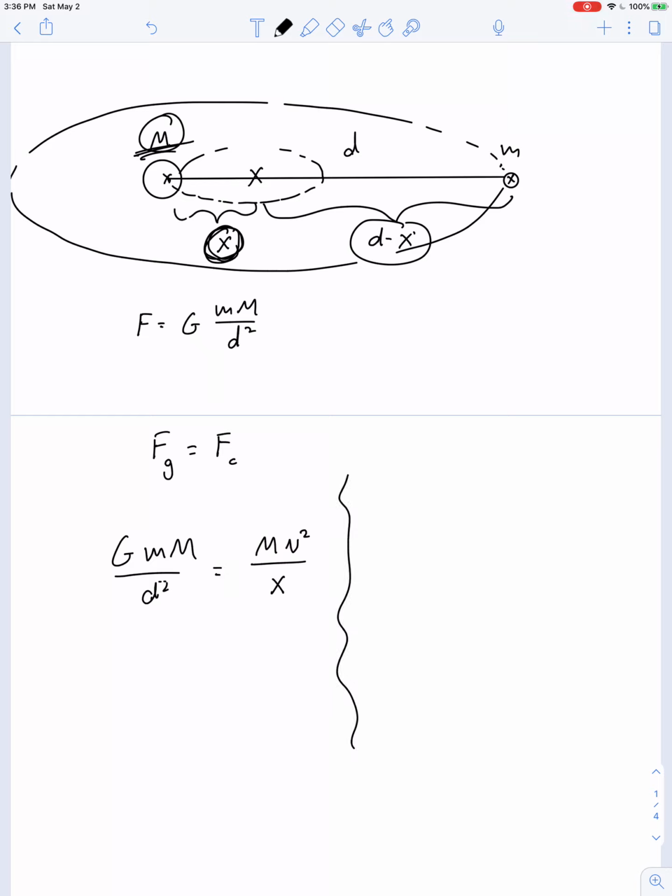Just as well, we could say the gravitational force is providing centripetal force for the smaller mass. And it has a different velocity, v squared, divided by d minus x. Now let me call this velocity 1 and velocity 2. They don't have the same velocity. However, they do go in a circular path. And for a circular path, velocity is equal to 2 pi radius divided by time period. So they don't have the same speed, they don't have the same radii, but they do share the same period.